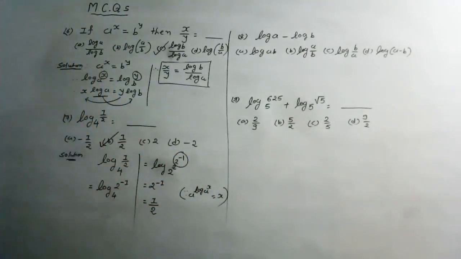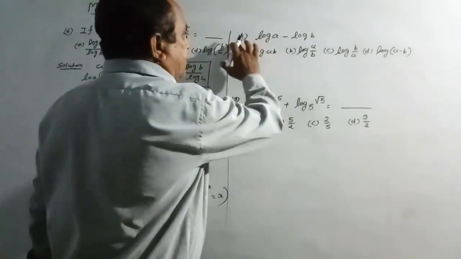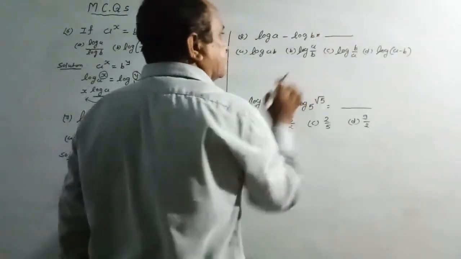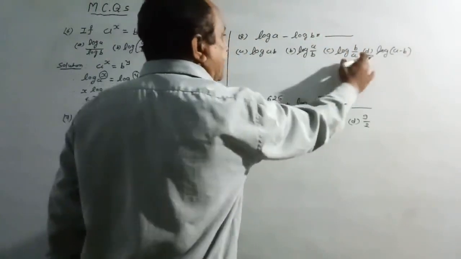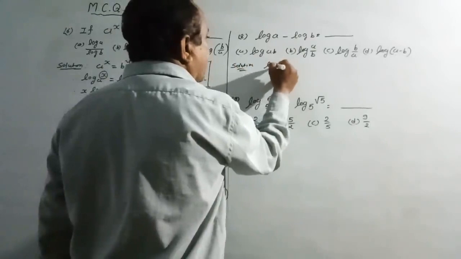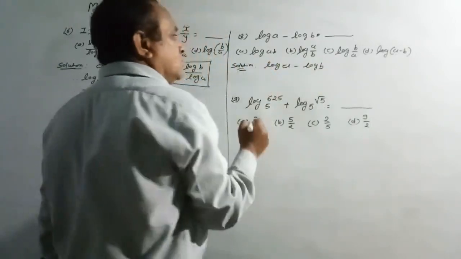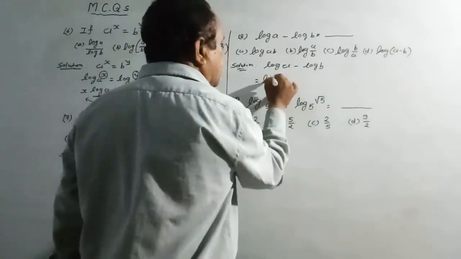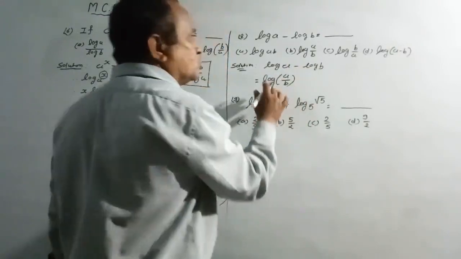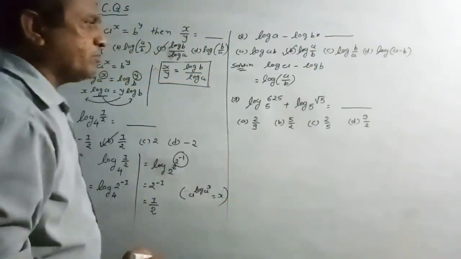Example number 8. MCQ number 8: log a minus log b is equal to blank. A, B, C and D are the options. Solution. Here given log a minus log b. So log is common, then by our formula, minus becomes divide: log a by b. So our answer is log a by b, option number B.